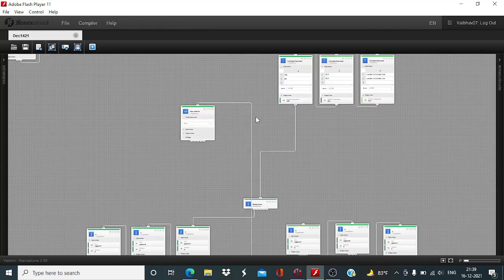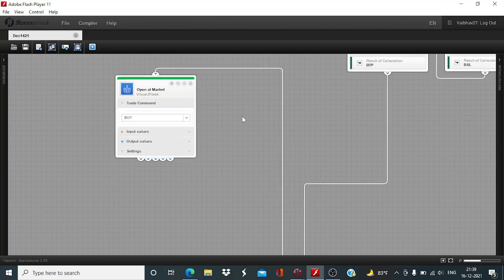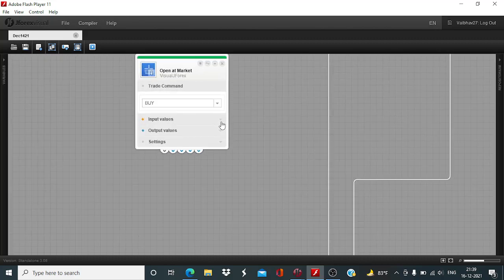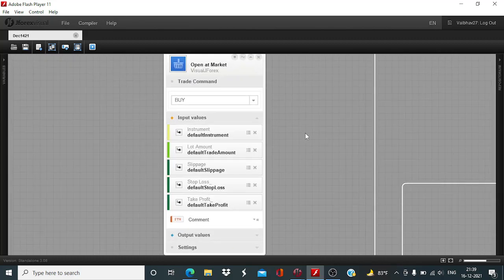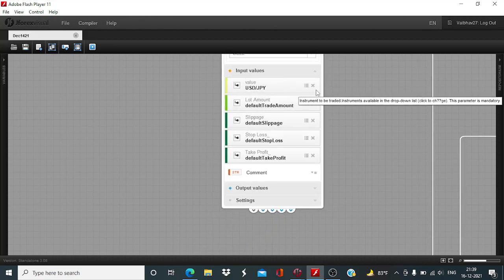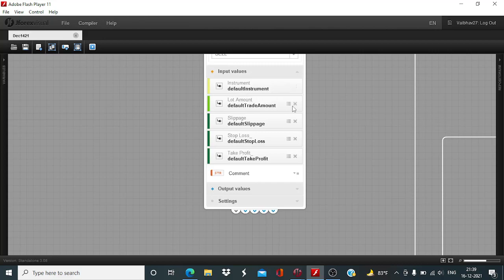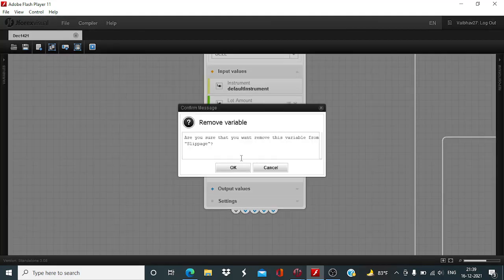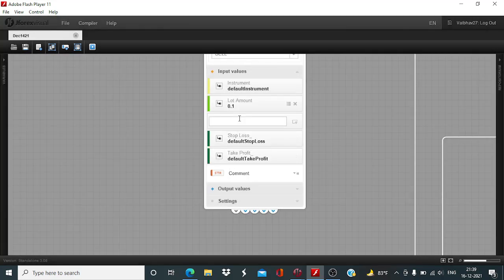Now we have to define the trade command block's input parameters, input values. This is going to be a sale order. Default instrument remains USD JPY. Trade amount I will change to 0.1 million. Slippage is going to be 2 pips.